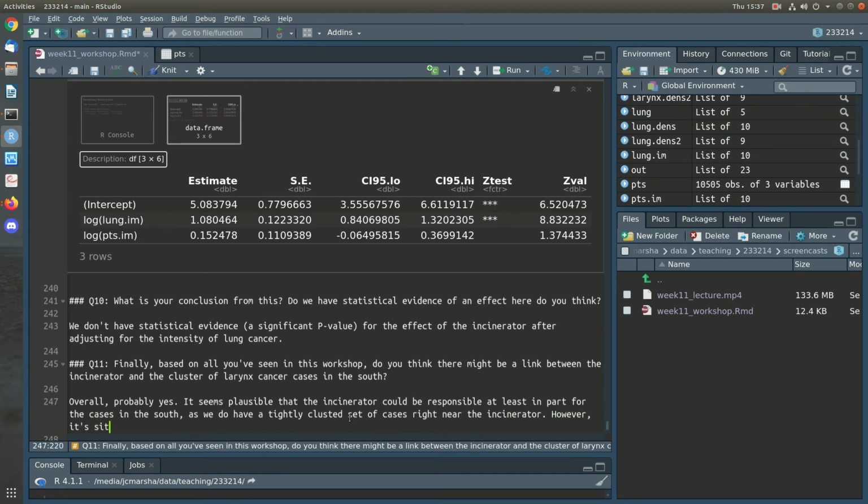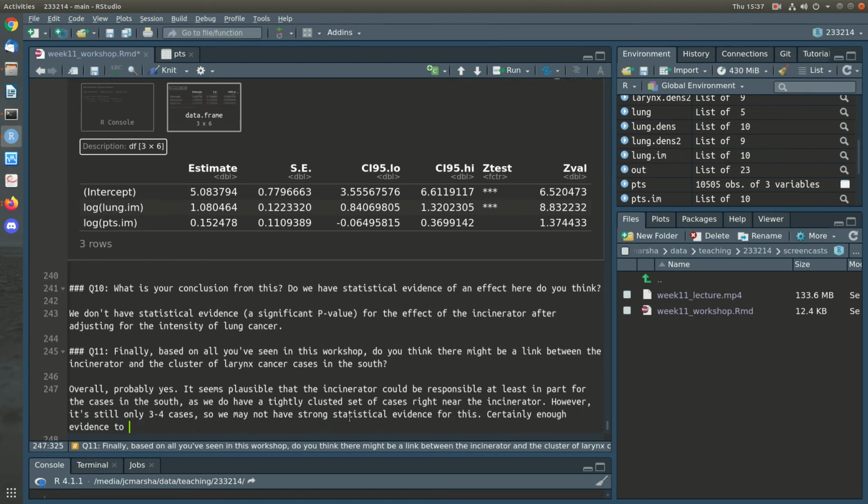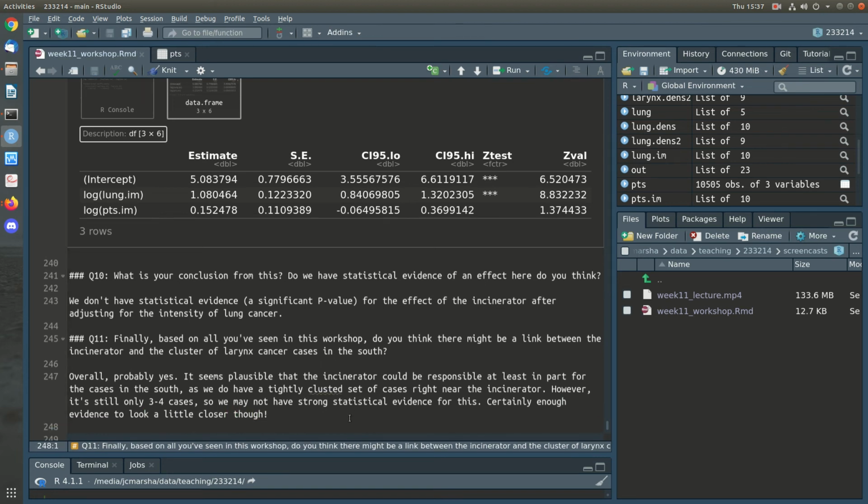However, it's still only 3 to 4 cases, so we may not have strong statistical evidence for this. Certainly enough evidence to look a little closer. There we go. And so at the end, I'll just knit that just to make sure it all works.